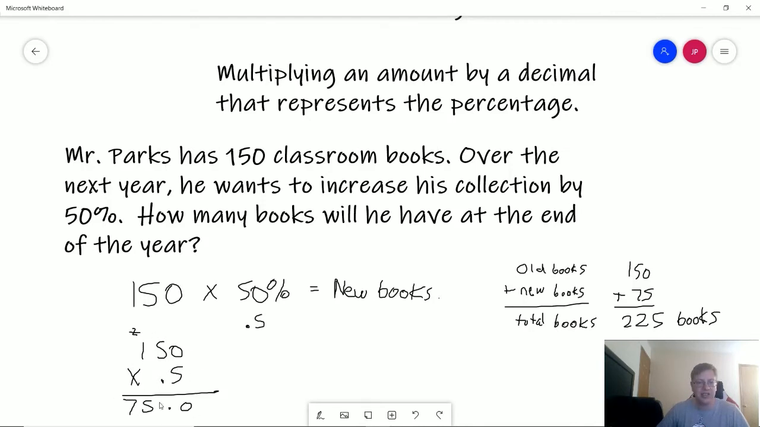When I do that, I would get 75 new books. I'm going to add that to the 150 books that I have. And so at the end of the year, I should have 225 books. If I'm just using that first step, I would go ahead and say that I have 150 books.